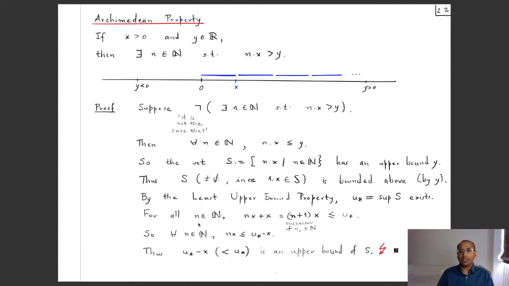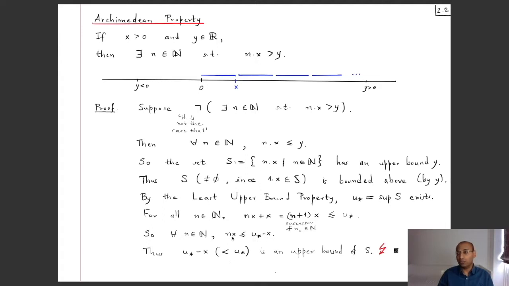Now let's take any n and look at the number nx plus x. Well, that's (n plus 1)x, and since n was a natural number, its successor n plus 1 is also a natural number. So this is a natural number times x, so it belongs to S, and U star is the least upper bound, in particular an upper bound, so it's certainly less than or equal to U star. If I rearrange this, taking x to the other side, then no matter which n I have, nx is less than or equal to U star minus x.